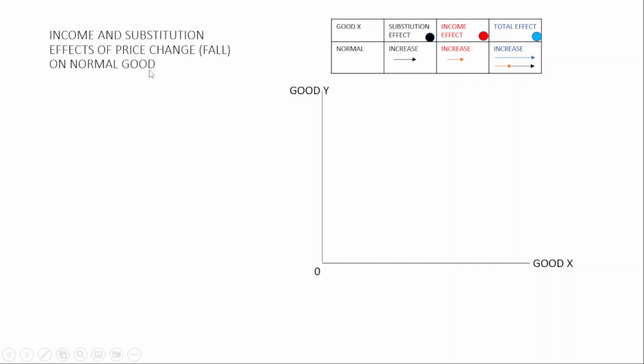As far as the basic structure of this diagram is concerned, we have good Y plotted along the Y-axis and good X along the X-axis. And this is how you are going to draw this.